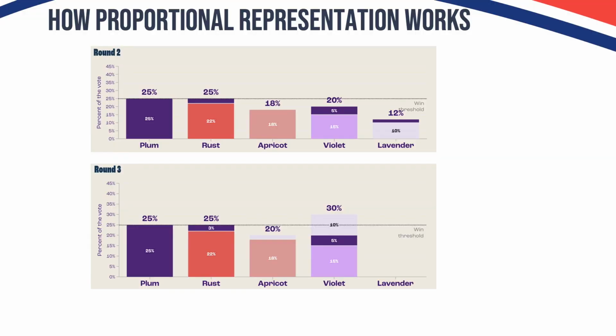Well, we can see Lavender has the least amount of votes, only 12%. So since they're the lowest, just like in an instant runoff, we can drop them and then take their votes and redistribute them based on the other rankings for the other 2 candidates. And then we'll end up with something like this. Now we see our final winner is Violet. After moving all of Lavender's votes, Violet reaches 30%. That is over the win threshold, so Violet is our final winner. That means with this example, you have Plum, Rust, and Violet elected.